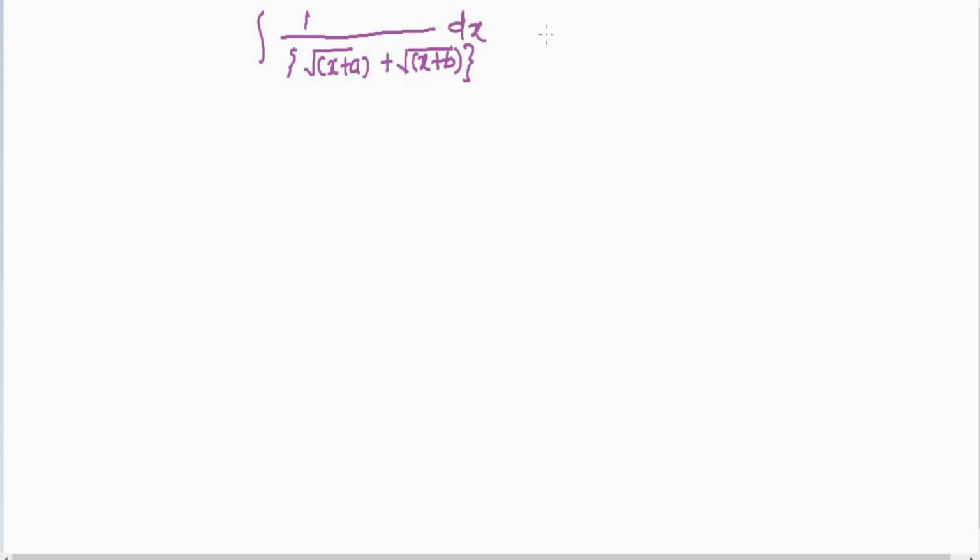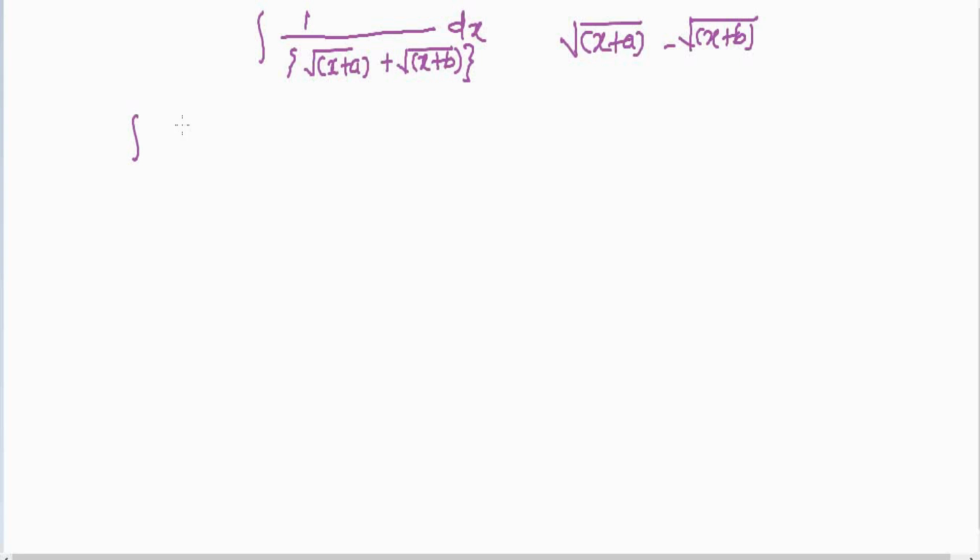multiplying numerator and denominator by the conjugate of this term. The conjugate of this term here is a plus, so let us take a minus. The conjugate of this term is under root of x plus a minus under root of x plus b. This is the conjugate. We have to multiply both numerator and denominator by this conjugate.